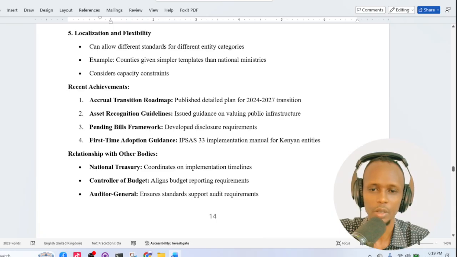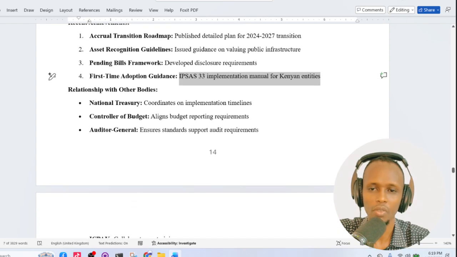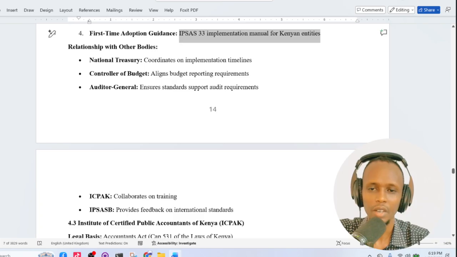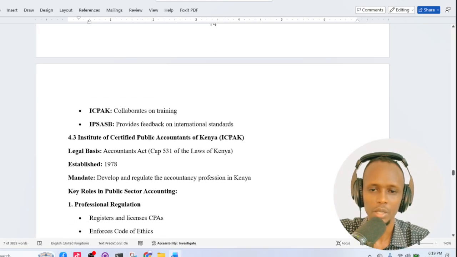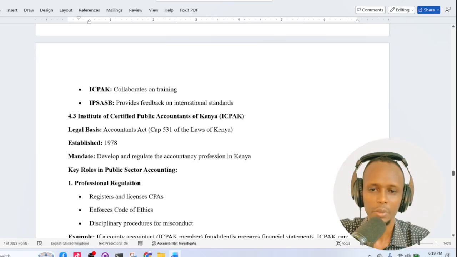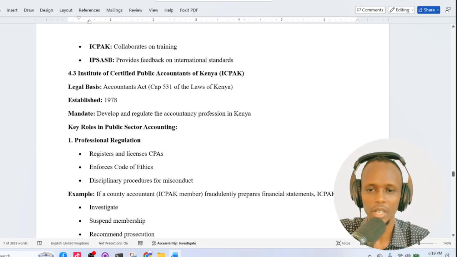So the recent achievement is accrual transition roadmap, which they published for 2024 to 27. They provided asset guidelines, pending bills framework, developed disclosure requirements, and then they also developed guidelines on IPSAS 33, first time adoption of accrual accounting. They have good relationship with the National Treasury, which they coordinate on implementation timelines, control of budget, aligns budget reporting requirements. Auditor General ensures standard reporting, and then collaborates with ISPAC on training. PSSP also provides feedback on international standards.